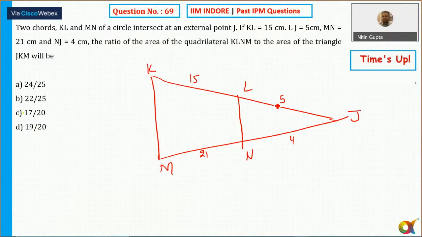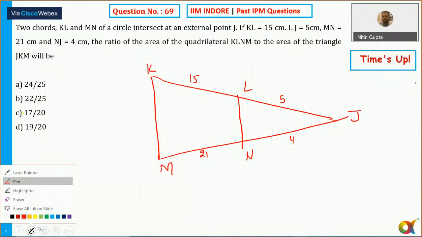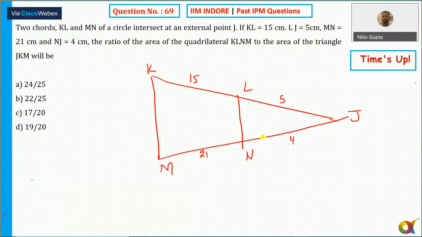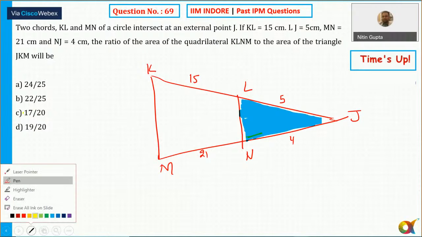And we need to find out the area of the triangle with respect to this one. So an easy one. We need to find the area of this triangle first of all. Let me highlight this. We need to find the ratio of the area of this triangle to the area of the quadrilateral here. We know the shortcut for such type of question which we had discussed in the class.